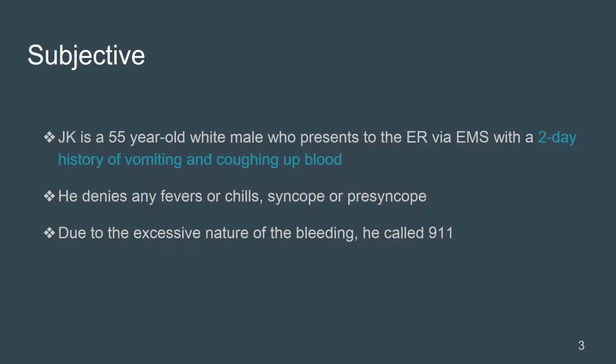JK is a 55-year-old white male who presents to the ER via EMS with a 2-day history of vomiting and coughing out blood. He denies any fever, chills, syncope, or presyncope. Due to the excessive nature of the bleeding, he calls 911.